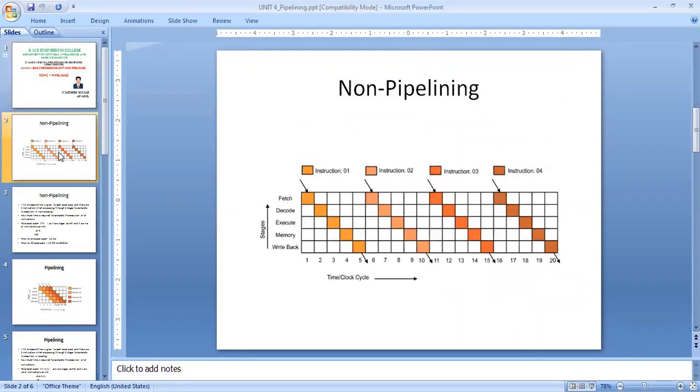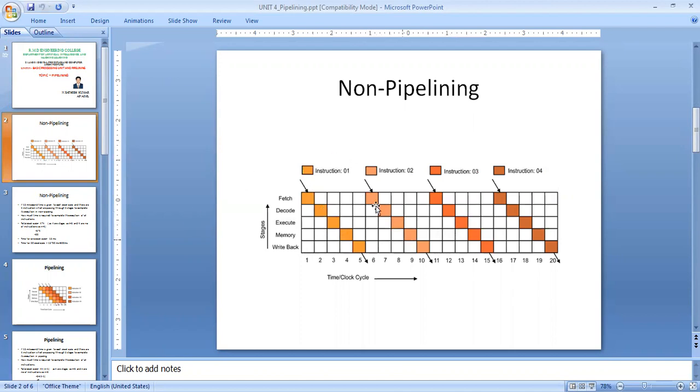Before that, we're going to see about non-pipelining instruction, how non-pipelining instructions are carried out by the processor. If we know about non-pipelining only, we can understand what is pipelining, how instructions are handled in pipelining. What is the difference? We can understand it.